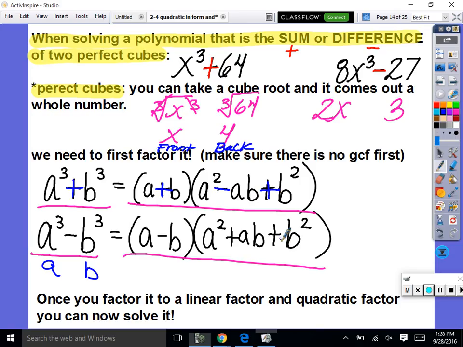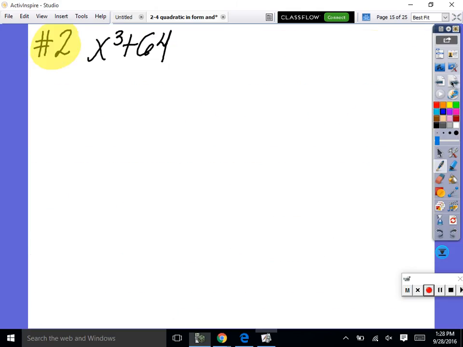Now, everybody, that just factors it. Then you'll have a linear factor and a quadratic. You'll set each equal to 0 and solve. Okay, here we go. So number 2, you have to decide if I say to you solve, is this 2 perfect cubes? Yes, look, let's take the cube root of x cubed.